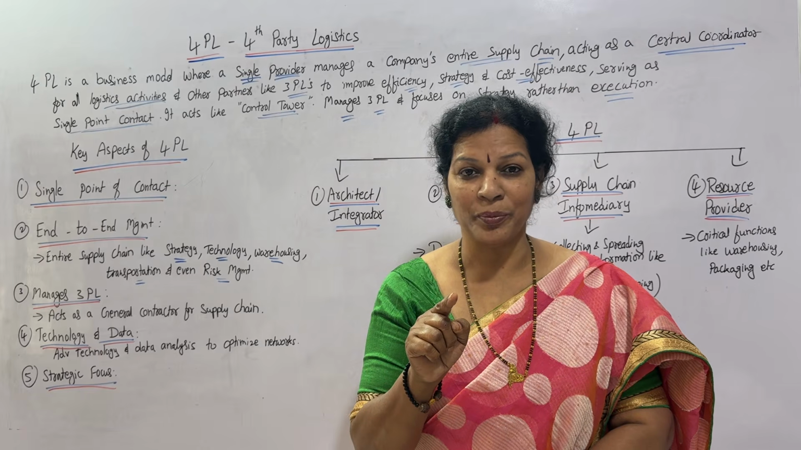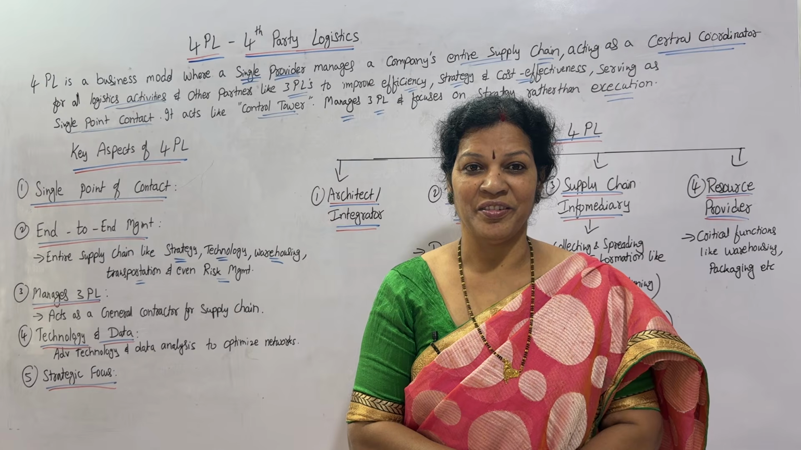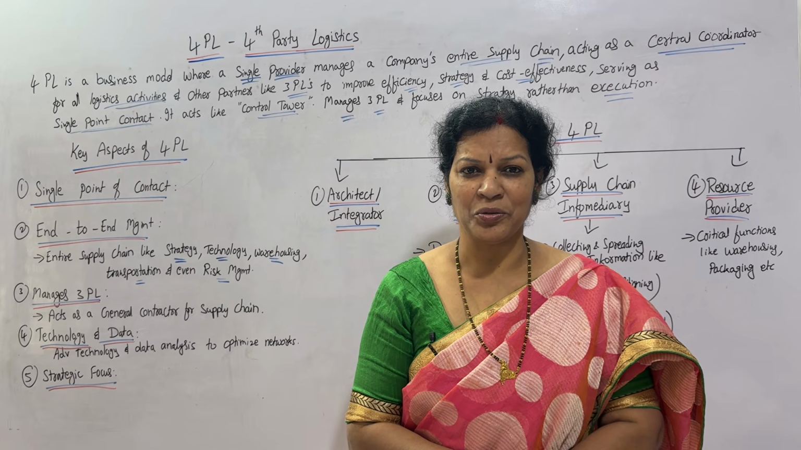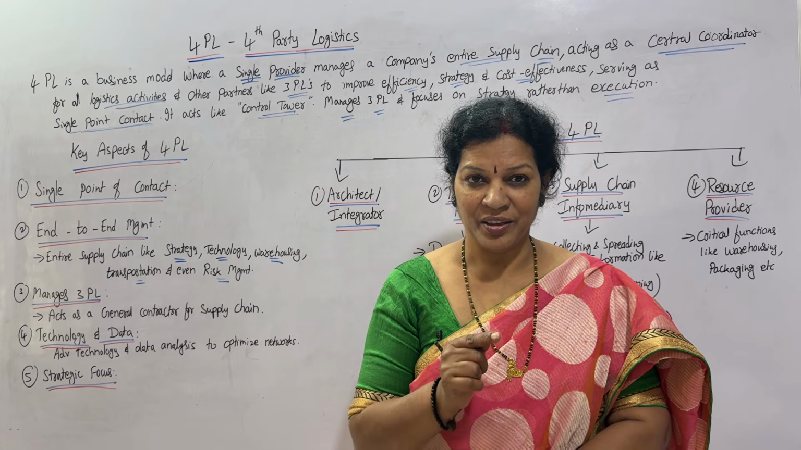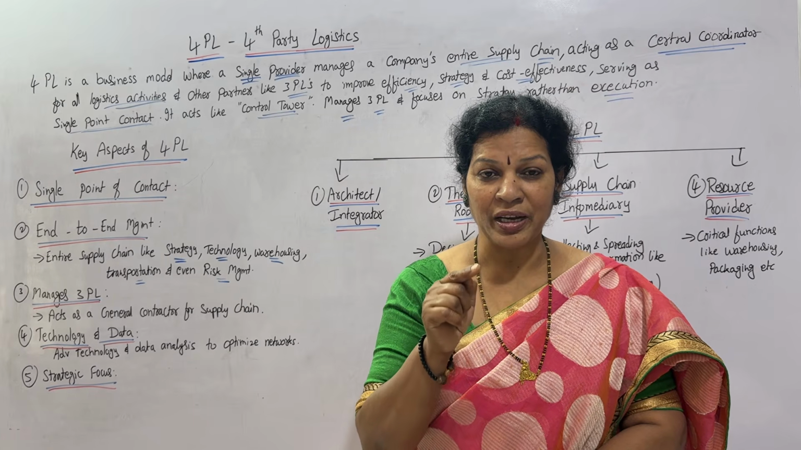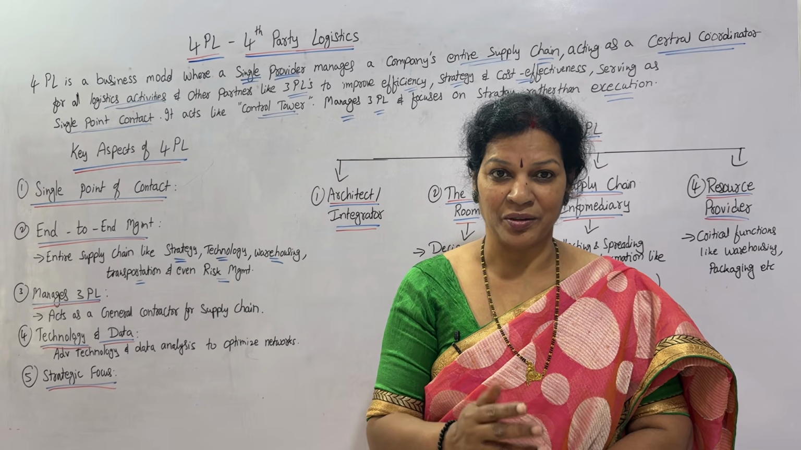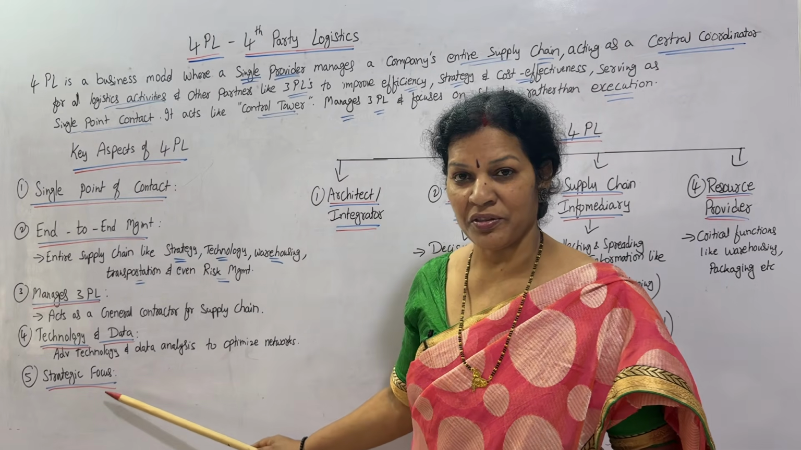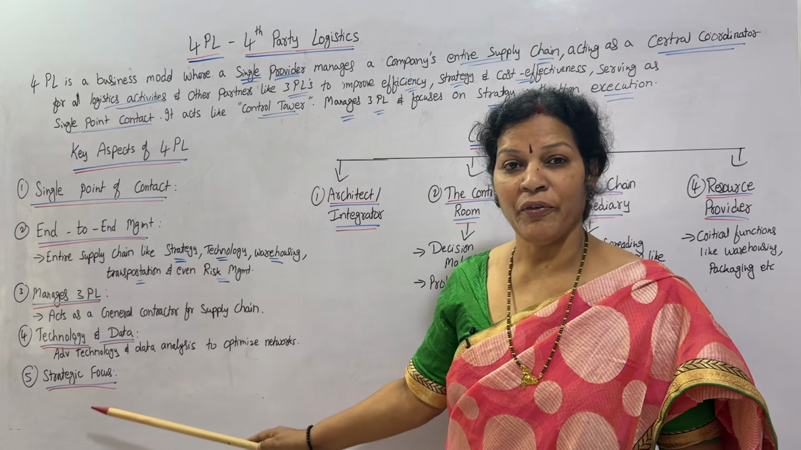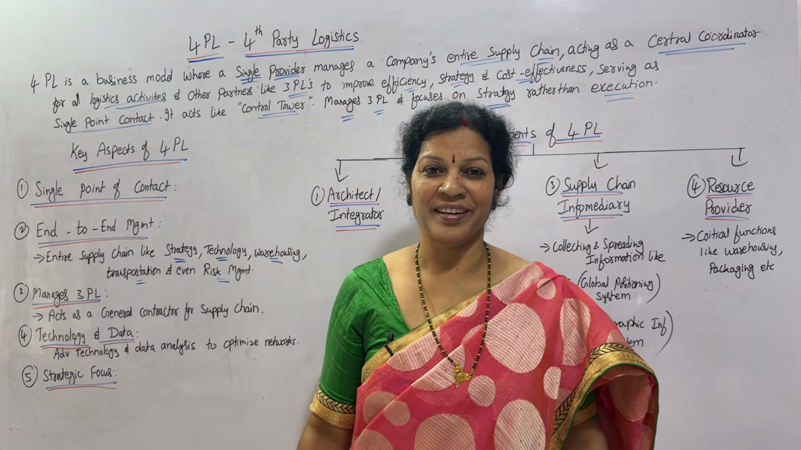But choosing 4PL is also important. Which company, which organization you are choosing as 4PL, they should have good knowledge. They have to go with the strategy of new market, new technology. Last one, strategy focus they have to do. So these are five key aspects of 4PL.